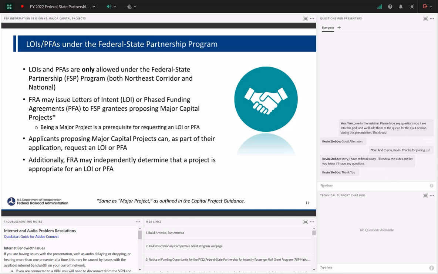So applicants proposing major capital projects can, as part of their application, request an LOI or PFA. FRA also, though, may independently determine that a project is appropriate for an LOI or PFA.